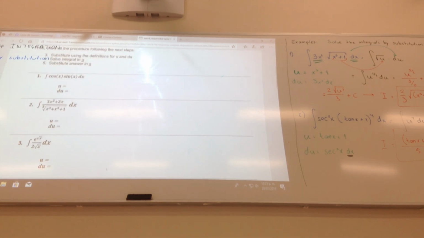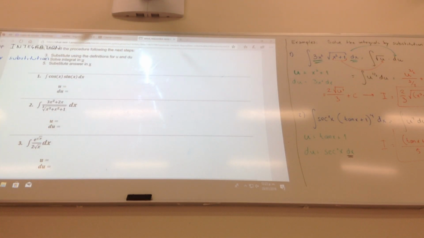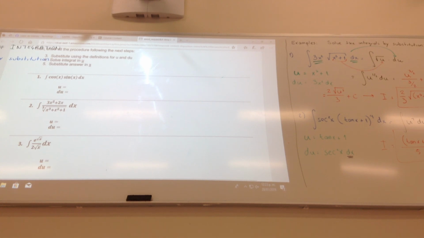Okay. Let's do some examples from the activity. Let's start with number one. Number one seems easy, right? You have cosine times sine times dx. In this case, observe. Is this with substitution?